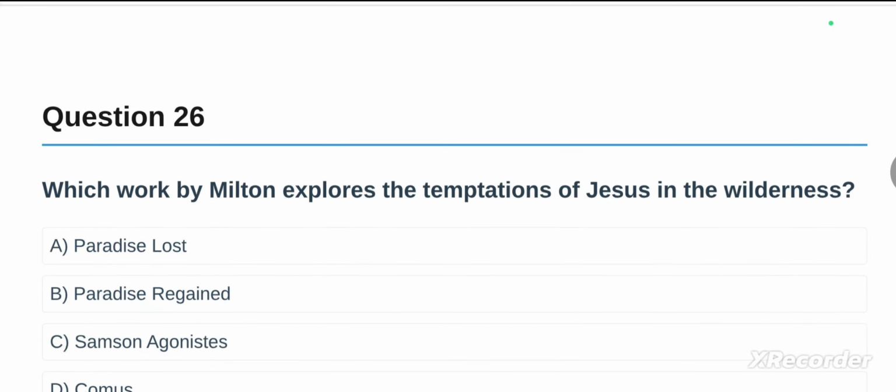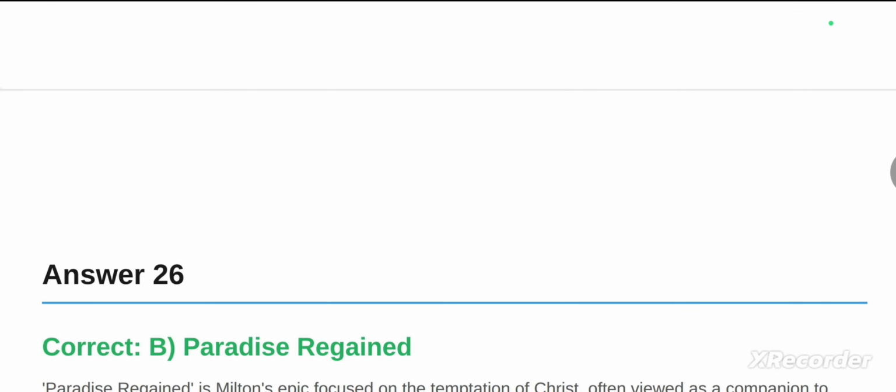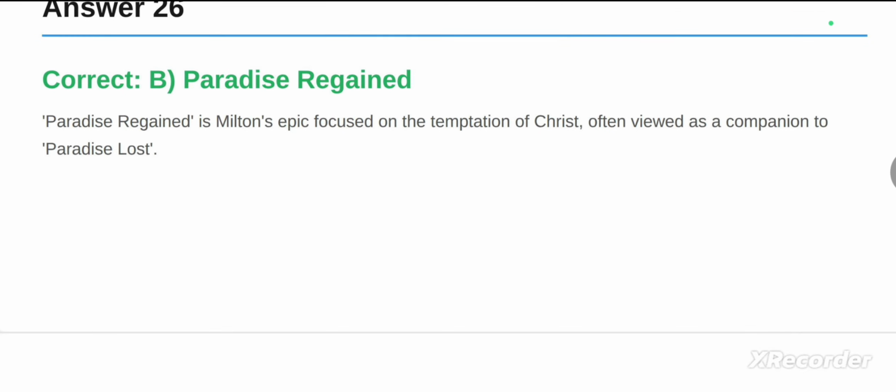Question number 26. Which work by Milton explores the temptations of Jesus in the wilderness? The answer is Paradise Regained. Paradise Regained is Milton's epic focused on the temptation of Christ, often viewed as a companion to Paradise Lost.